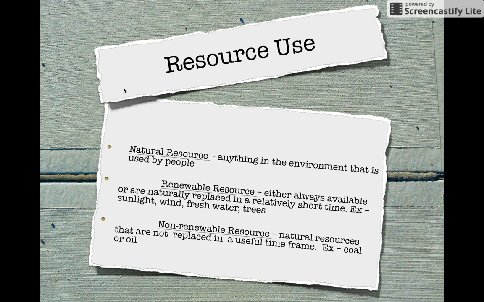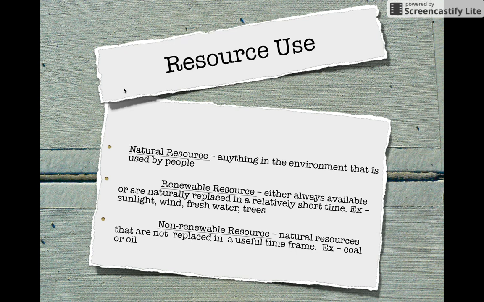So, resource use. This can involve a lot of things, but there are two main types of resources: renewable and non-renewable. A natural resource is anything in the environment that can be used by people. A renewable resource is either always available or naturally replaced in a relatively short time. Sunlight, wind, freshwater, trees, right? Those are things that make more of themselves.